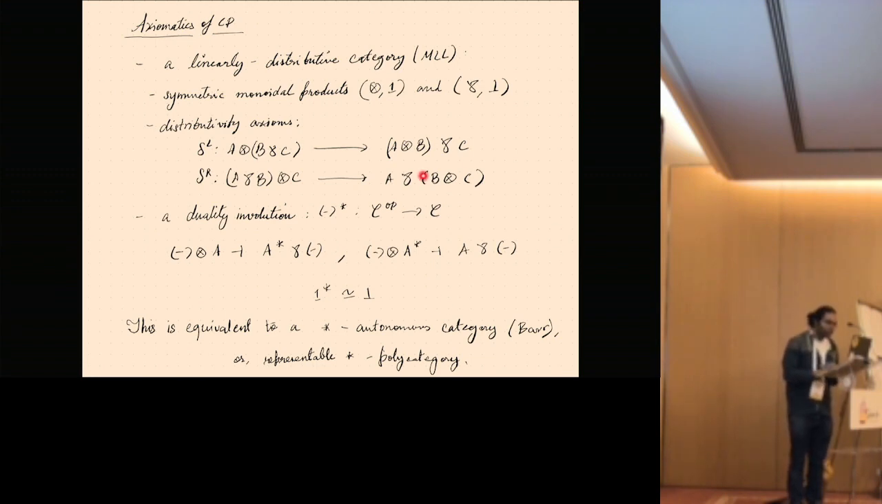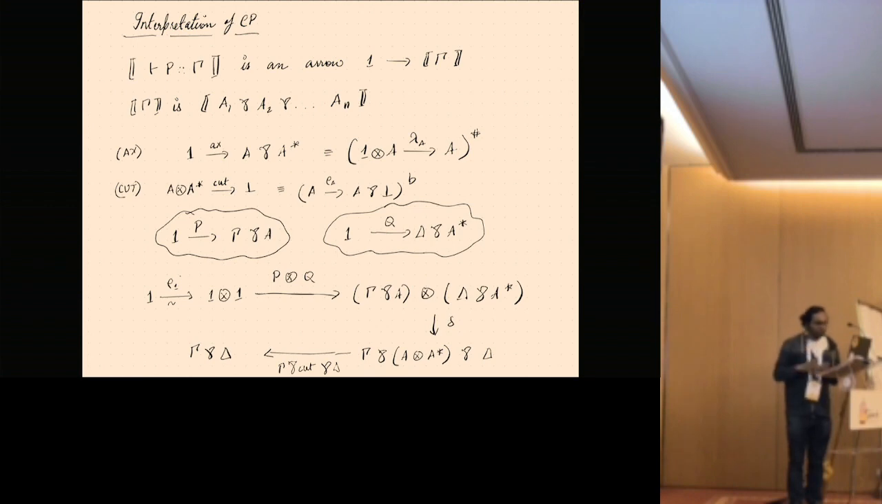So you take a category which can interpret your tensor products and your pars, and then you add a duality involution which splits your types into two things, into two adjunctions which allow you to make these processes interact. And so what happens in CP? I'll just show you, for example, two different rules.